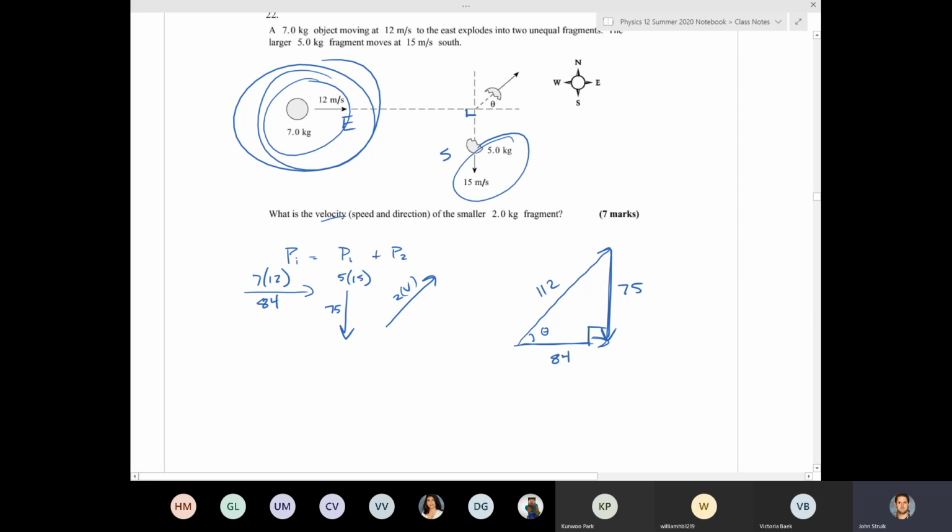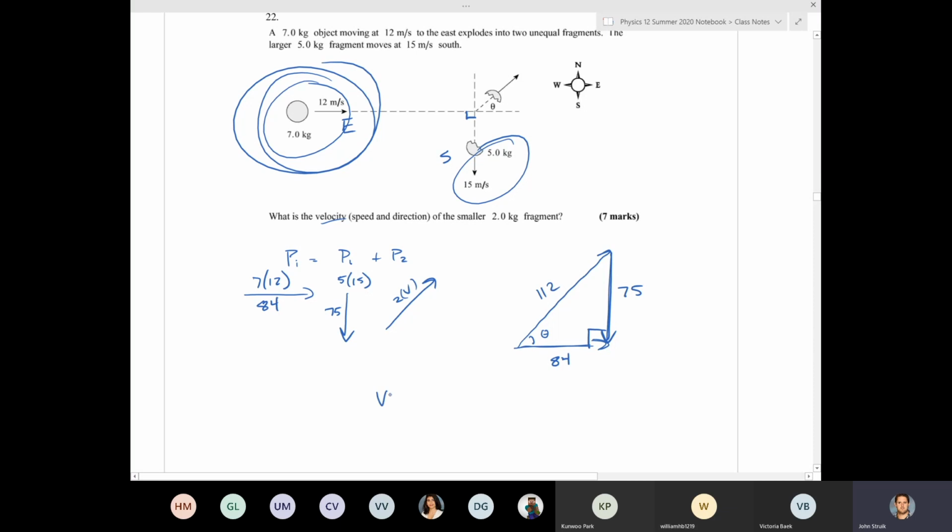Let me double check that math. 84 squared plus 75 squared. Yeah, 112. And then divided by 2, 56.3. So it's 56 meters per second. And then you go tan theta equals 75 over 84.